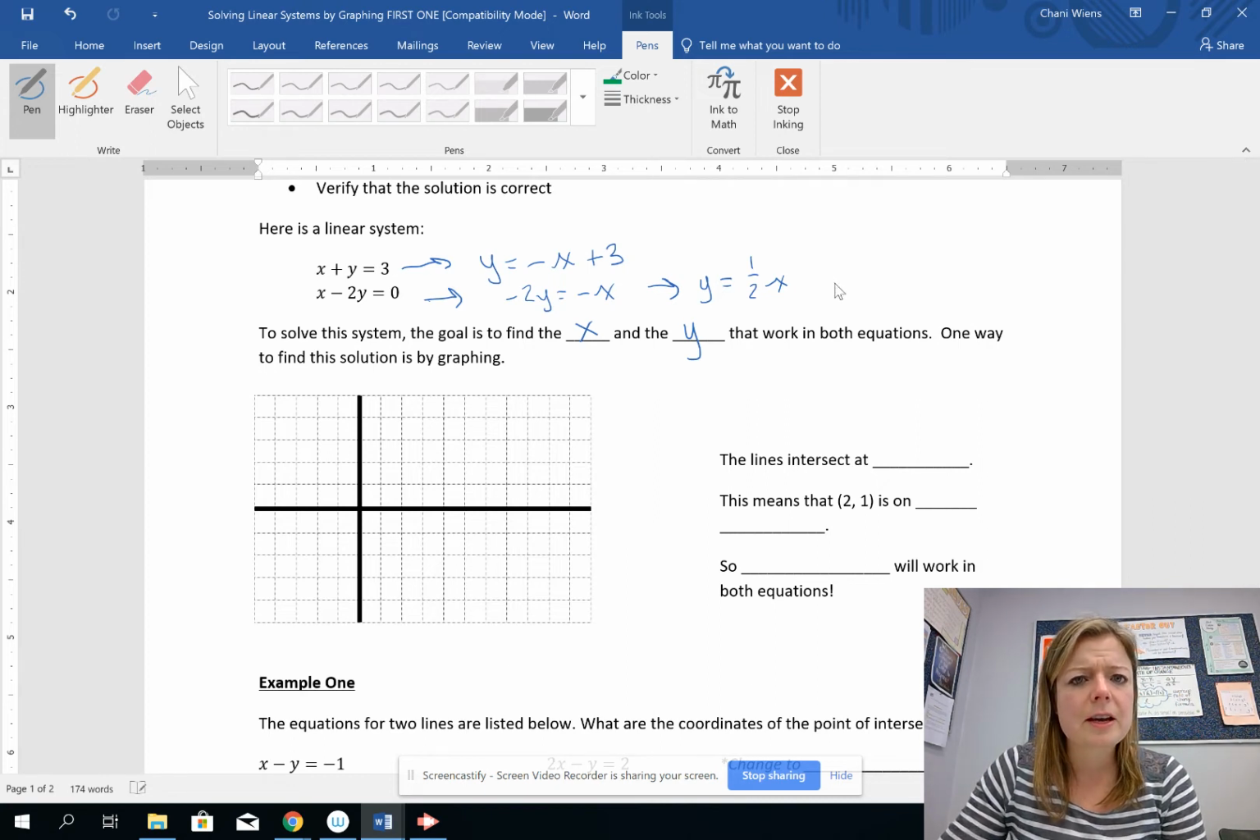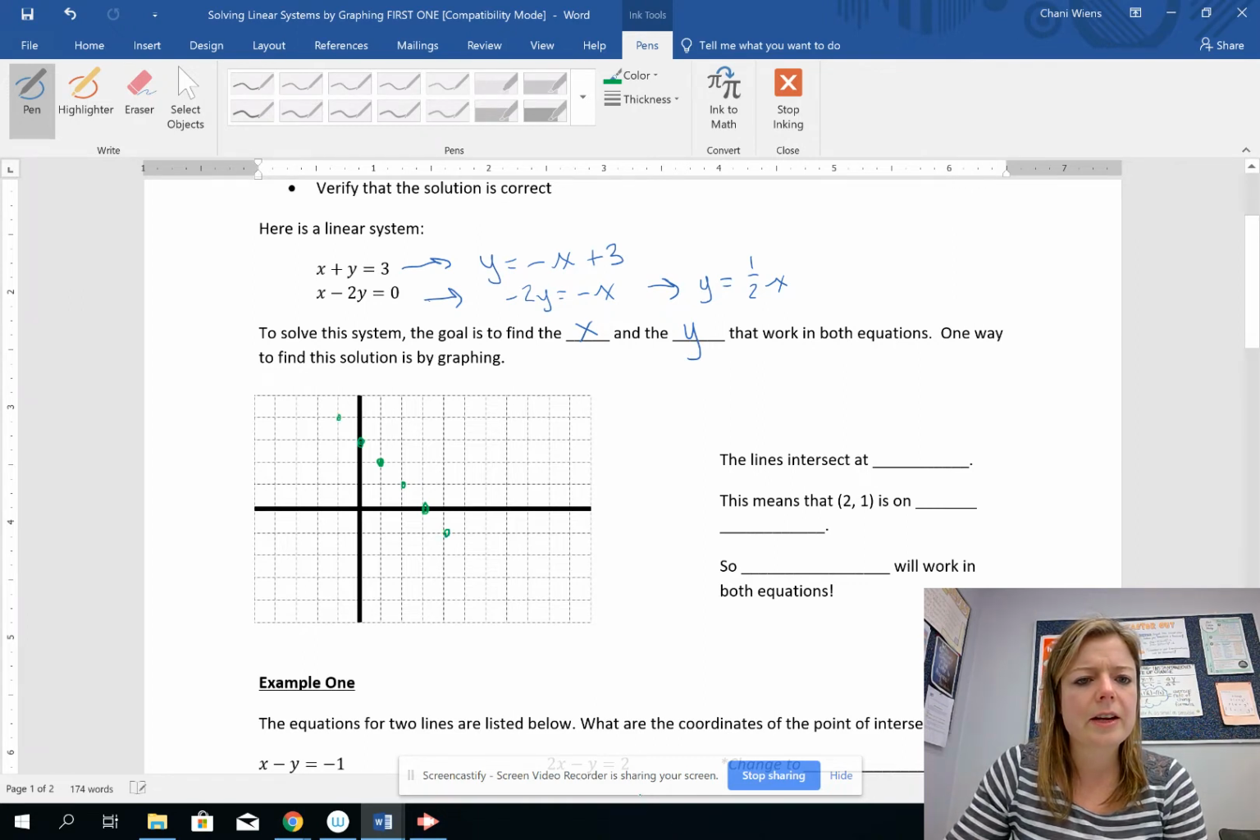So we would plot the y-intercept at 1, 2, 3. And then our slope is -1. So we'd go down 1 over 1. Down 1 over 1. Down 1 over 1. Down 1 over 1. Okay.